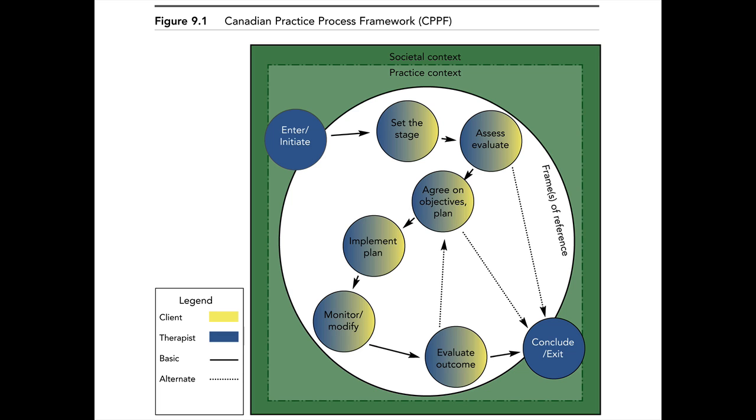Then we would evaluate. And so we could evaluate the outcome at a certain point and recognise that we need to review, so go back up to agree on the objectives and the plans, and then continue down the left-hand side of the diagram. Or it might mean that we evaluate the outcome and then recognise and agree with the client that things are over and we've finished this particular occupational therapy intervention or contact.